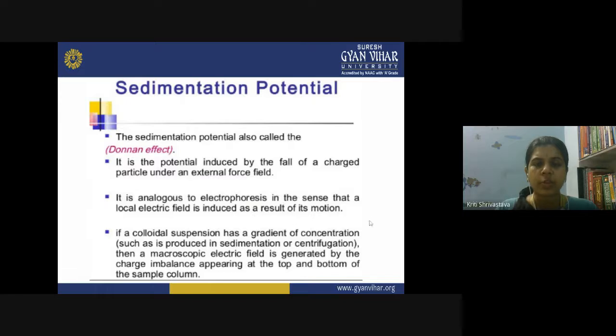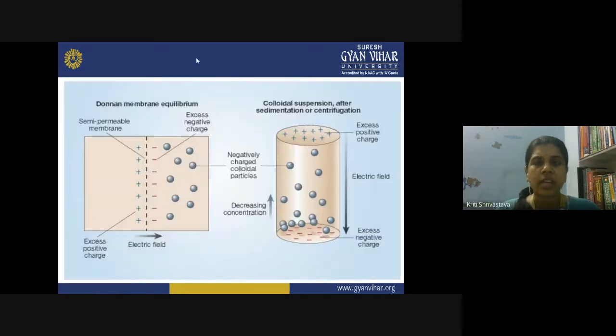So here motion of small ions is taking place, and what happens? There is a development of a local electric field. So the potential is known as the Donnan potential or the sedimentation potential. If a colloidal suspension has a gradient of concentration, such as is produced in sedimentation or centrifugation, then a macroscopic electric field is generated by the charge imbalance appearing at the top and the bottom of the sample column. So, this is the sedimentation potential, and we can understand this process by looking at this diagram.